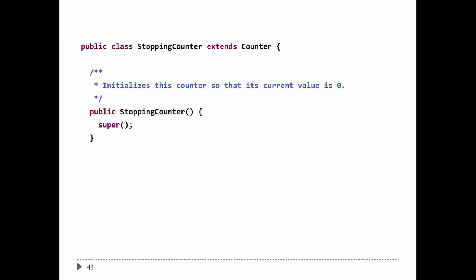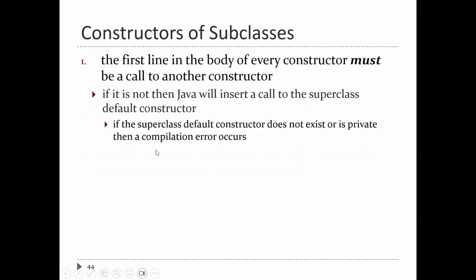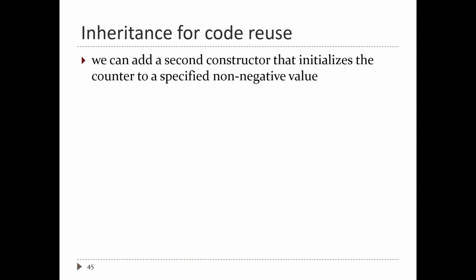Right? So on the first line, there has to be a call to another constructor. Two, if I'm going to call another constructor, it has to be here. Three, I have to call a superclass constructor. If you just look at those rules on their own, this is the correct implementation of this constructor. We'll come back to that in just a second.